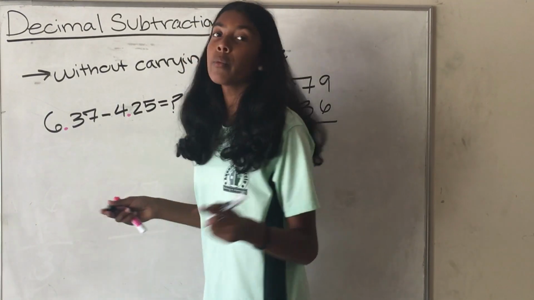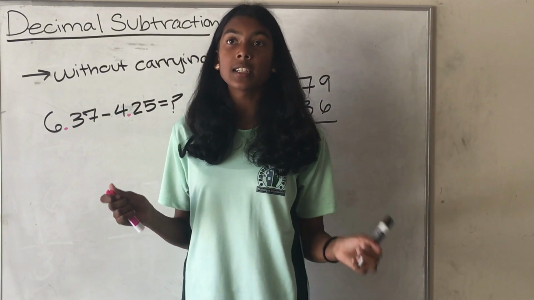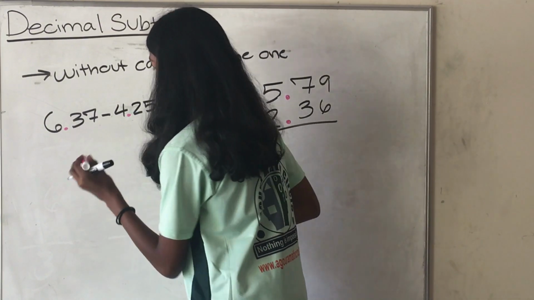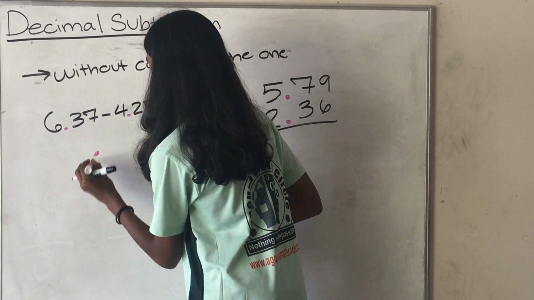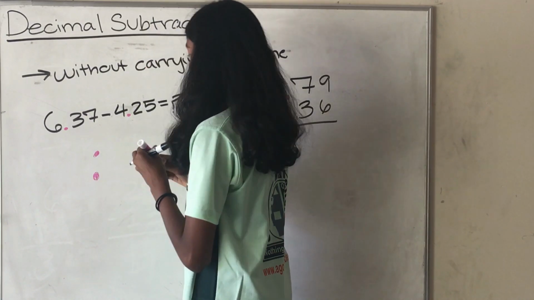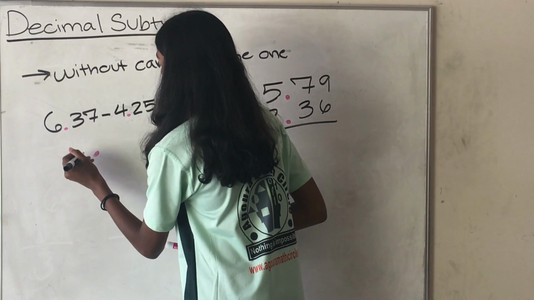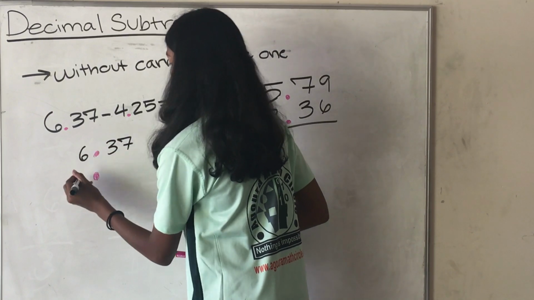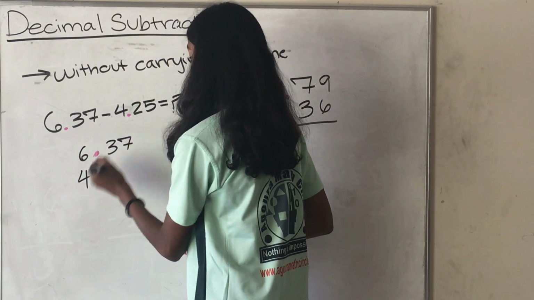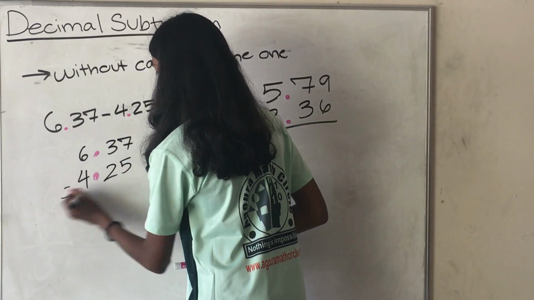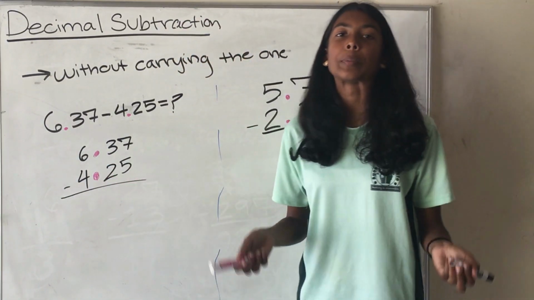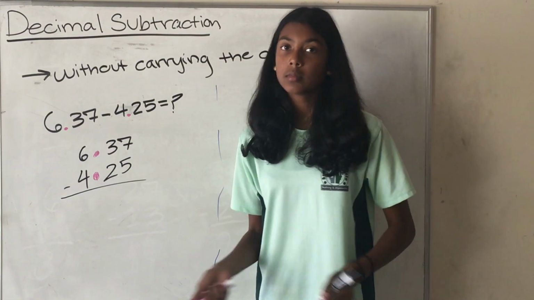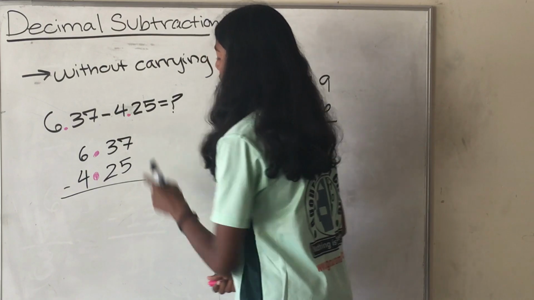So whenever we write adding or subtracting decimals, we want to line up these decimal points. So we're going to put this one here, and this one here, and we're going to fill it in from there. 6.37 minus 4.25. Always remember the subtraction symbol because if not, you might think you're going to add and then do the problem wrong. So that's important. So let's start.